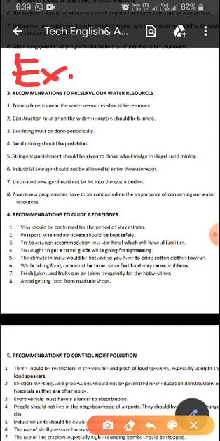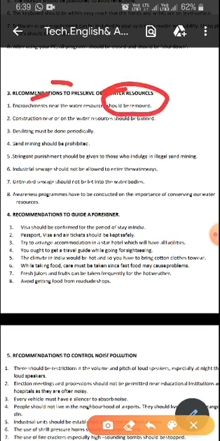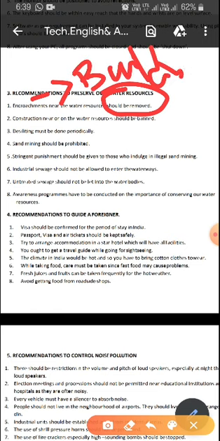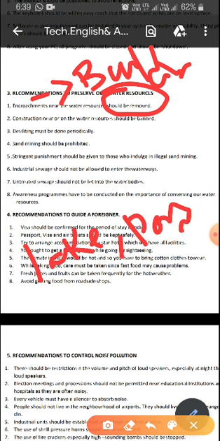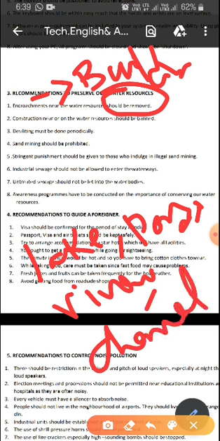Recommendations to preserve our water resources. To preserve water resources, what can be the recommendations? All right. So encroachments near the water resources should be removed. Encroachments means buildings near water resources like lake, pond, river, channel, etc. Right. So these encroachments should be removed.